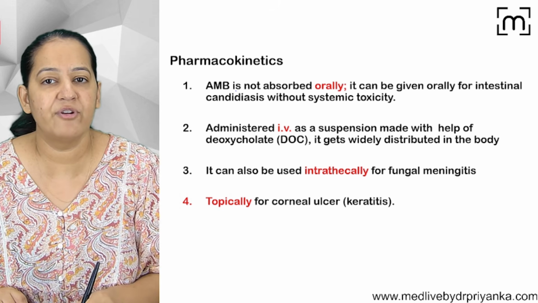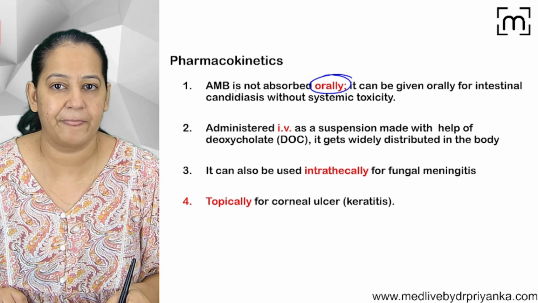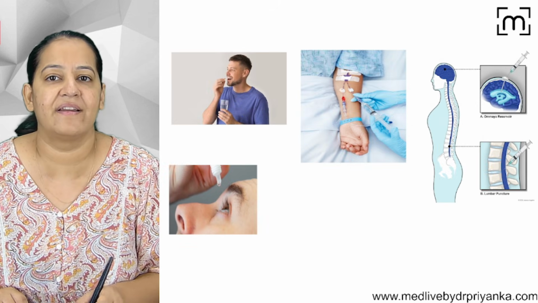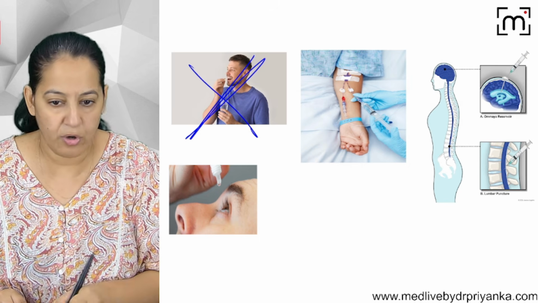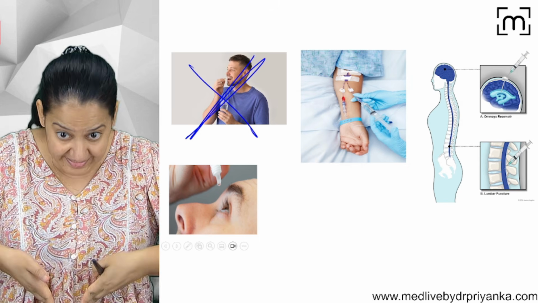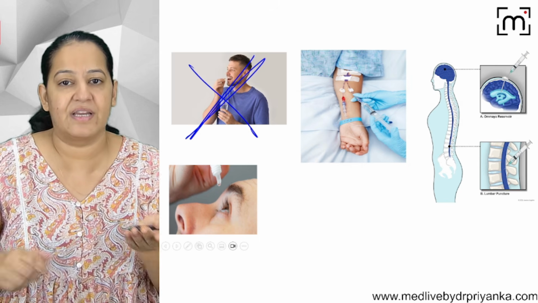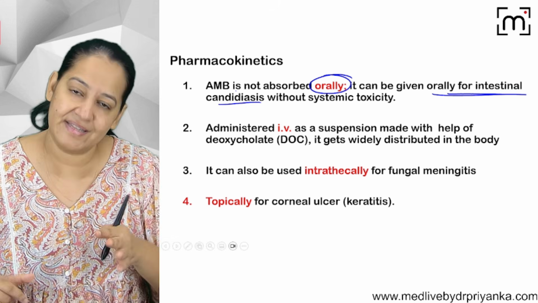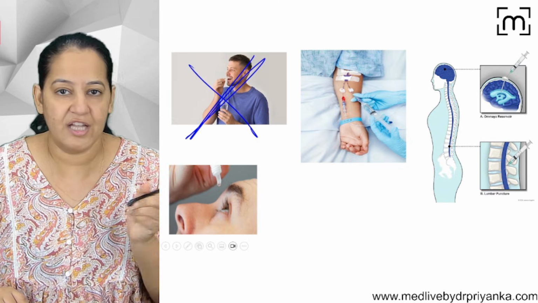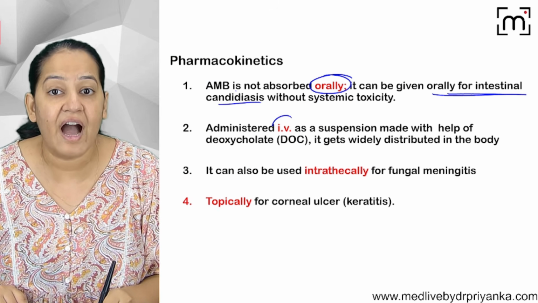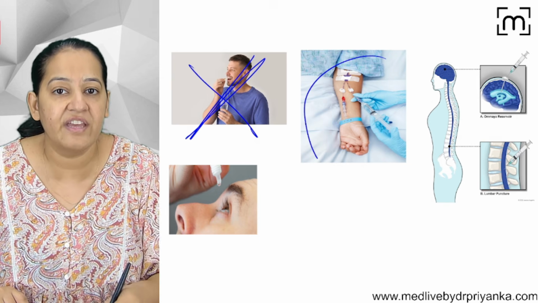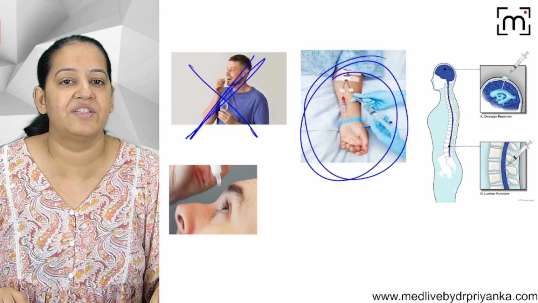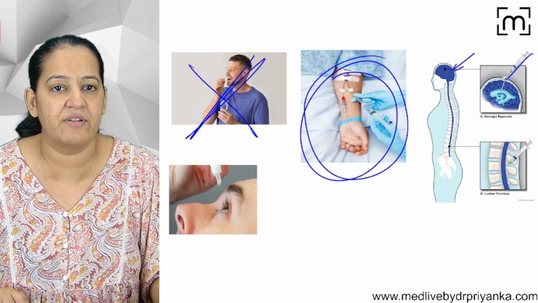Pharmacokinetics you should learn. Amphotericin B is not absorbed orally. It can be given orally only for intestinal candidiasis. So the oral route is not possible, only in case of intestinal infection, where the site of action is the lumen of the intestine, that is intestinal amoebiasis or intestinal candidiasis. In that case, we will give it orally. Otherwise, we don't give it orally. So we give it IV, the most common route. We can also give it intrathecally in case of fungal meningitis, by direct intrathecal injection.